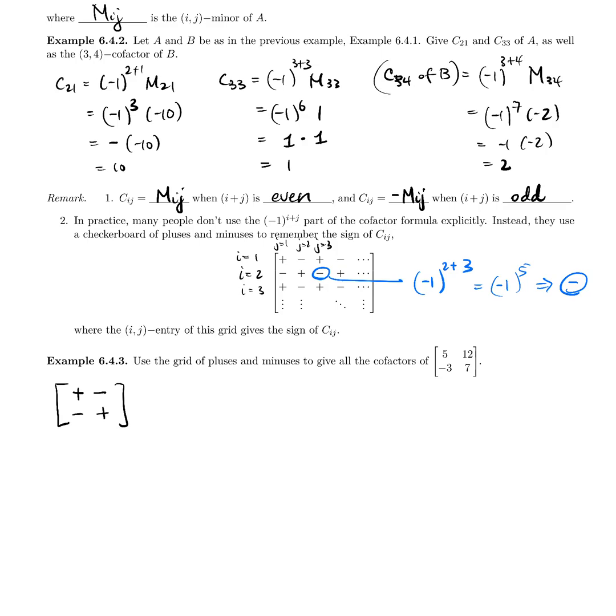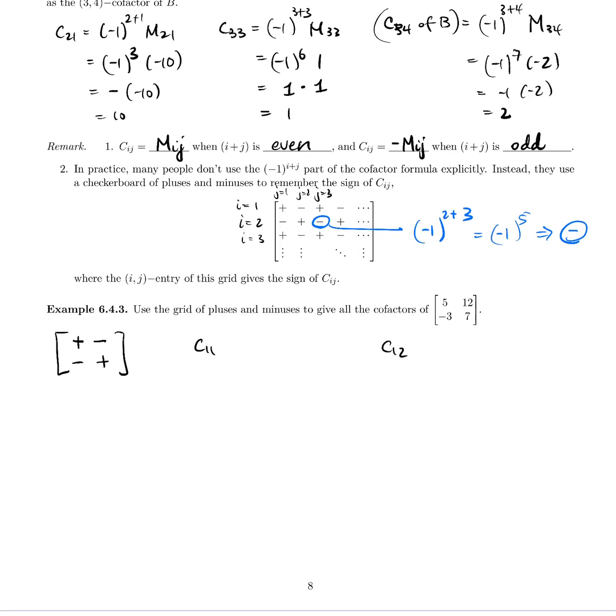Now we want to give all of the cofactors. So we have the cofactors C11, C12, C21, and C22, corresponding to the entries 1,1, 1,2, 2,1, and 2,2. C11 means that we need to delete the first row and the first column. Then the minor is the determinant of this little matrix, 7. The sign in front of that is the 1,1 entry sign, so positive. Now we've got to remember the determinant of a 1 by 1 matrix is just the entry, so we have positive 7, or just 7.